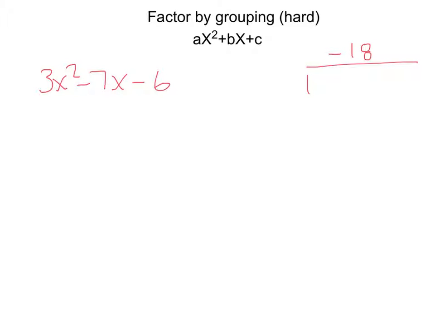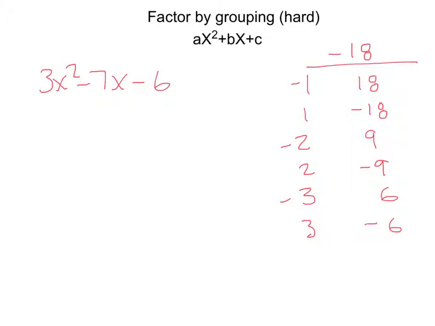So we got negative 1 and 18, positive 1, negative 18, negative 2 and 9, 2 and negative 9, negative 3 and 6, 3 and negative 6. So what we're looking for is this negative 7.